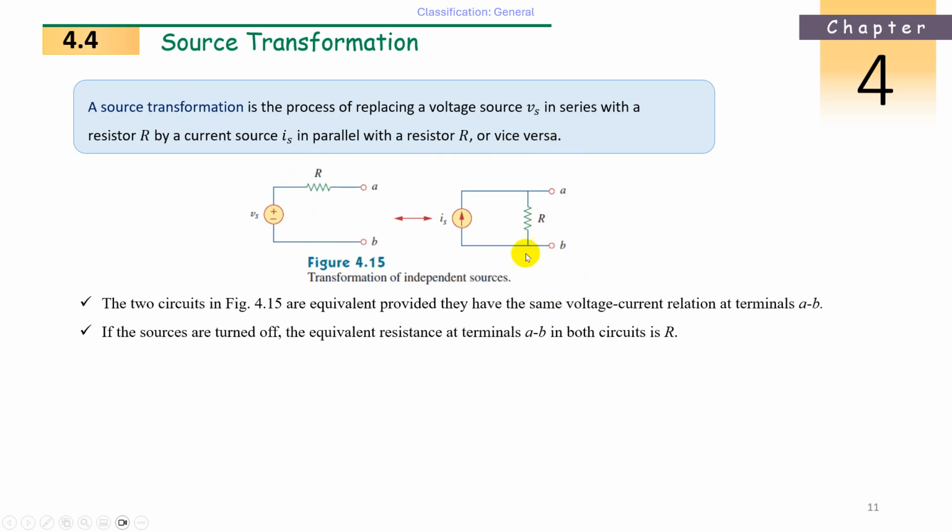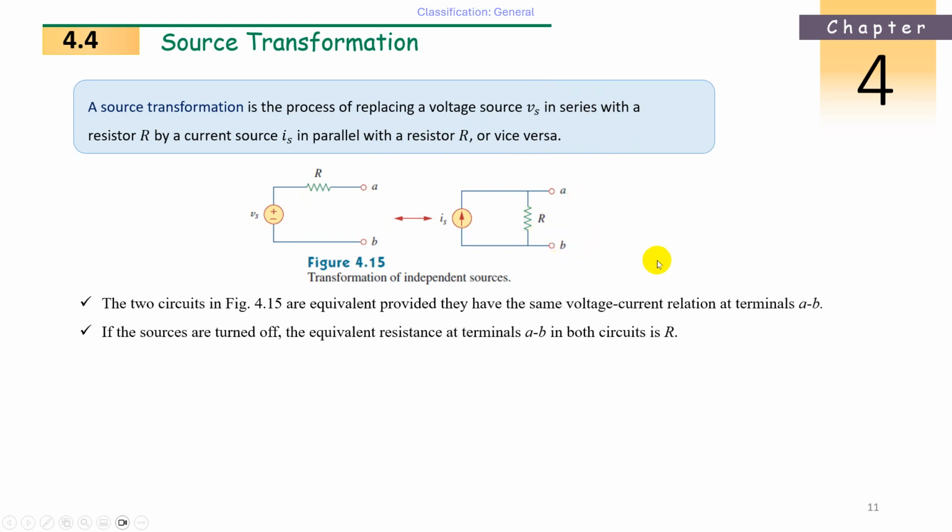Same in this circuit. When you switch off the current source, we just open circuit it. Is should be 0, so it must be an open circuit, with no connection between these two points. At that time also, between terminals A and B only R remains. So in both cases, whether the voltage or current source is off, only the resistance remains between terminals A and B.